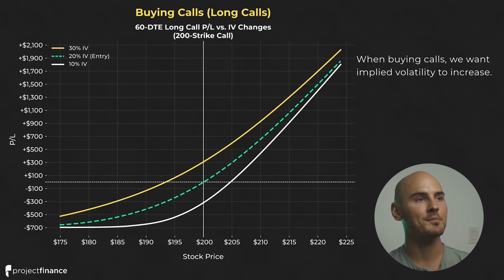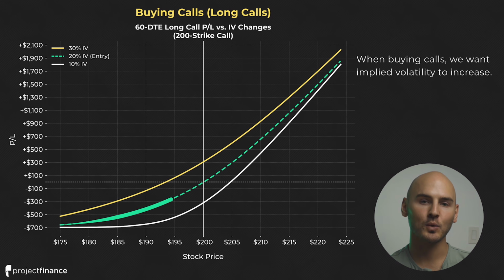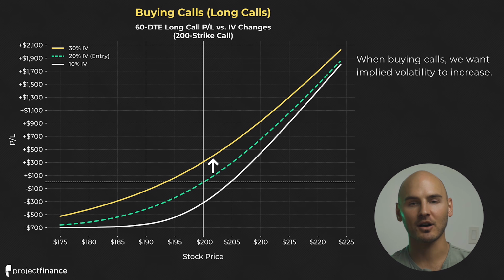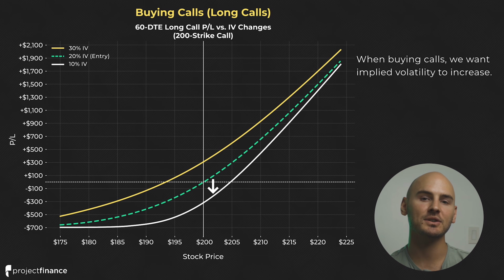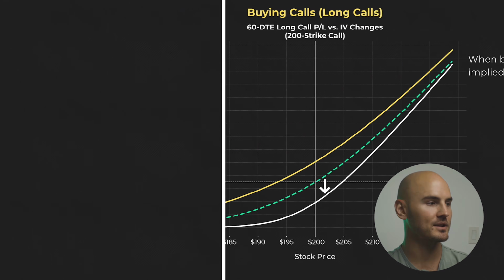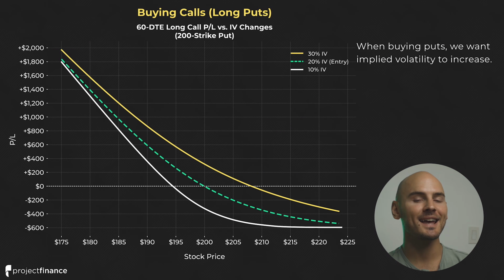As we can see, when buying call options, we want implied volatility to increase, meaning that if we buy the call at 20% implied volatility, if implied volatility increases after buying call options, we will have better profitability or slightly lower losses as compared to no change in implied volatility, and especially compared to a decrease in implied volatility. Let's move on to buying puts, aka long puts.